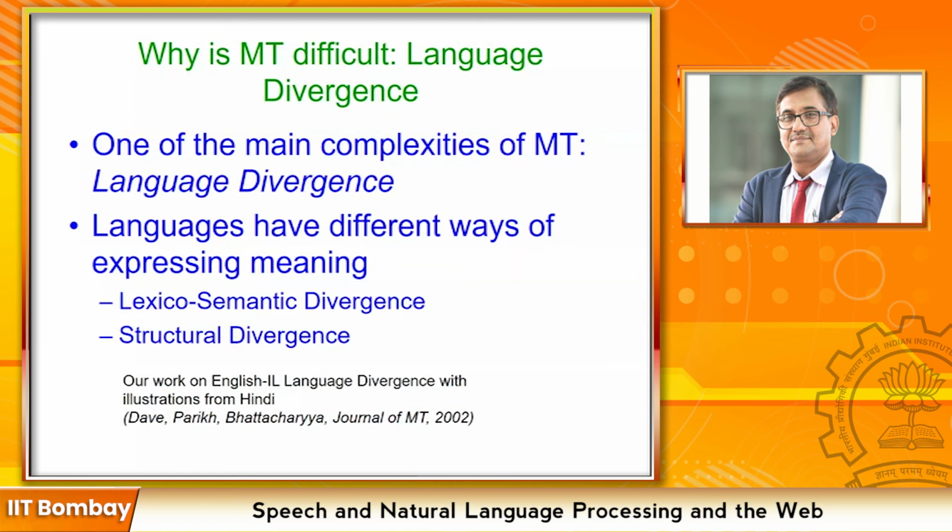So we wrote a paper back in 2002, which has been referred to quite extensively, and actually created a framework for understanding machine translation when Indian languages are involved. So this is English to Indian language divergence, and this is focused on English Hindi language divergence. It was written back in 2002 in Journal of Machine Translation, and it is linked from my homepage also.